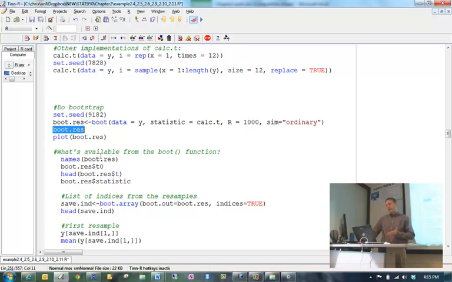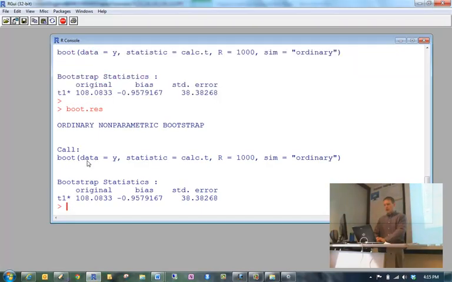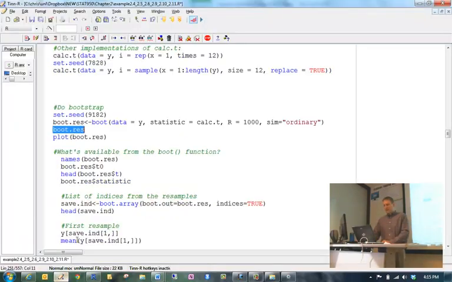That's a tough question. Whenever I just simply type boot.res, what actually happens is a function is executed. It's called print, in this case print.boot. So a little trivia there. Anyway, the results that are saved in boot.res are actually a list.